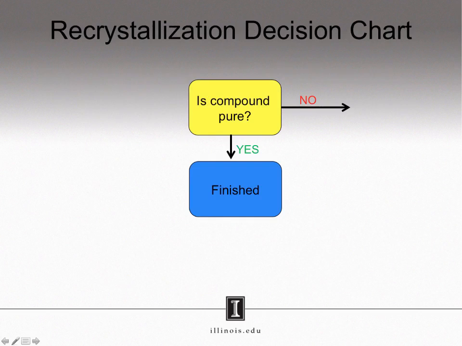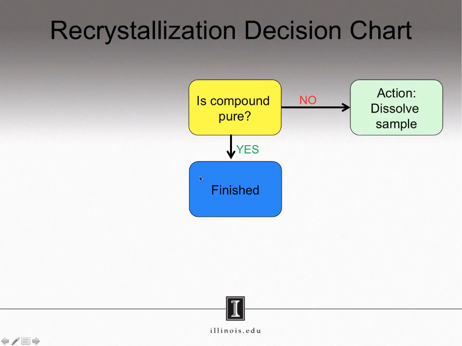To recap how to perform a recrystallization, here is a flowchart. First thing you ask yourself is, when given a sample, is your compound pure? If it's pure, then you're done. There's no need to perform a recrystallization. Of course, we are not going to give you a pure compound. So, let's say your compound is impure. What do you do?